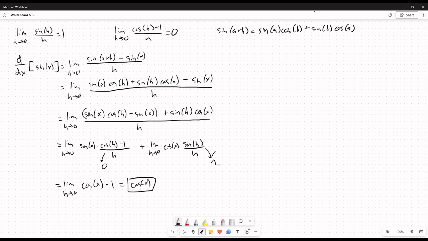So what we saw is that when we used the sine addition formula, we were able to expand it out, do some grouping, do some factoring, and after we did that factoring, our two special limits popped out of our limit formula. Once we did that, we were able to use those special limits to simplify down until we had that the derivative of sine of x equals cosine of x.